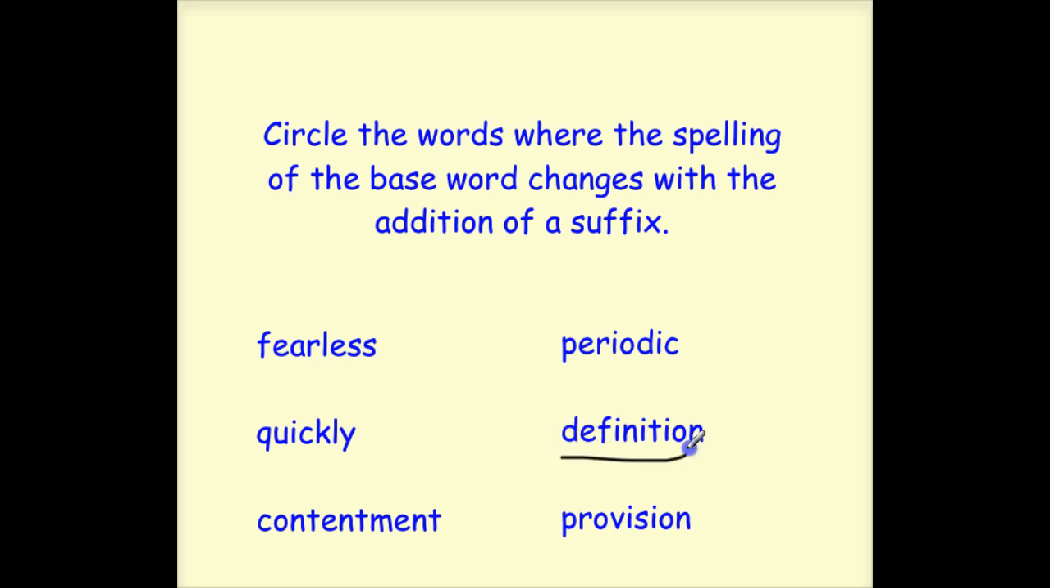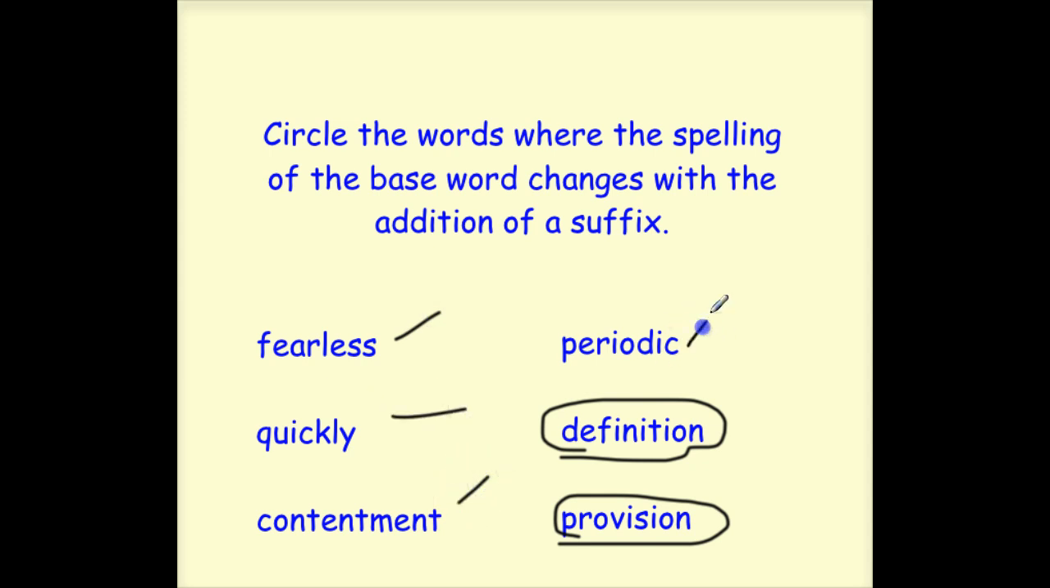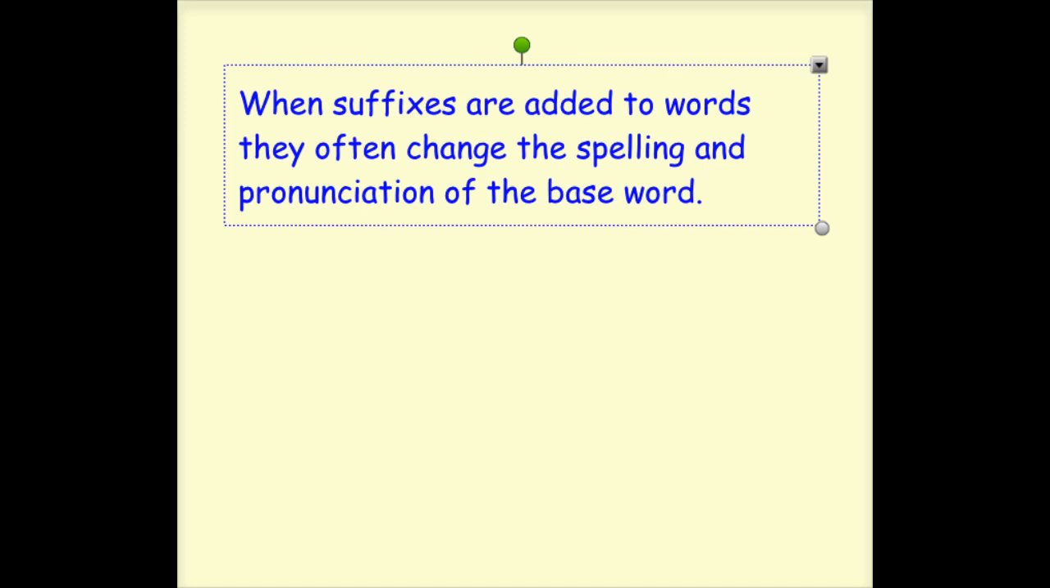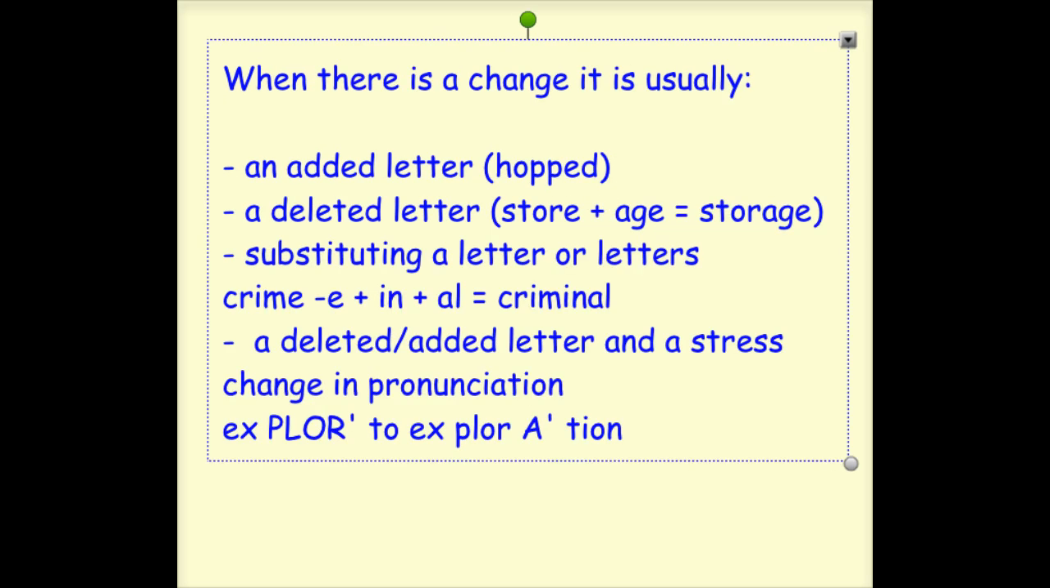Okay. Circle the words where the spelling of the base words changes. Well, we noticed that it changed when it went from define to definition and from provide to provision. But in these words, the spelling of the base word didn't change at all. When suffixes are added to words, they often change the spelling and pronunciation of the base word. Sometimes they change the spelling and pronunciation, sometimes they don't.